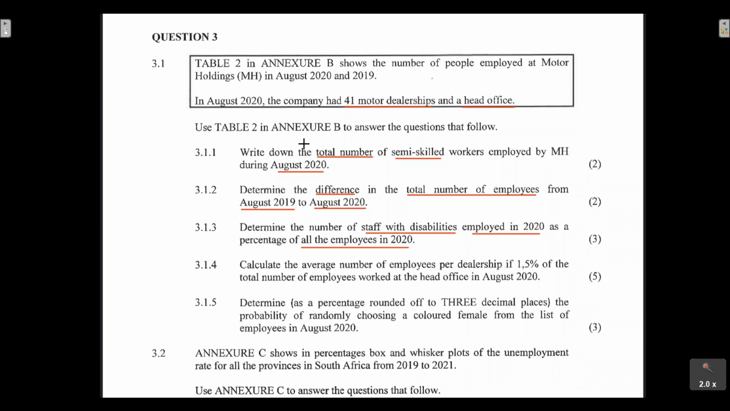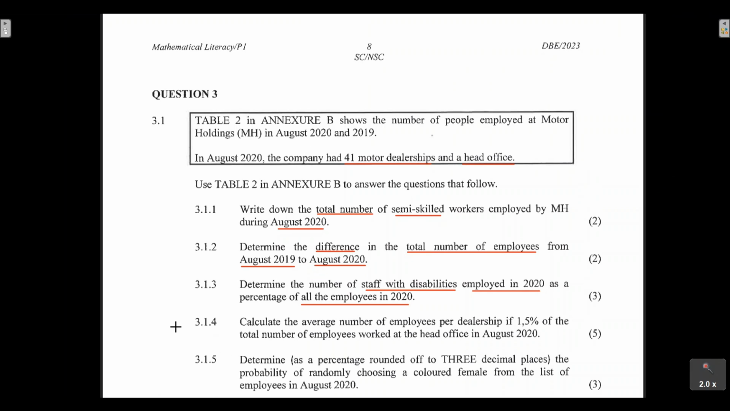Question 3.1.4 says calculate the average number of employees per dealership. So when they're talking about average, guys, remember when I started off the video tutorial, I did mention that we have to use the concepts that we've learned when it comes to calculating the mean somewhere in this question. So here we want to calculate the average number of employees per dealership.